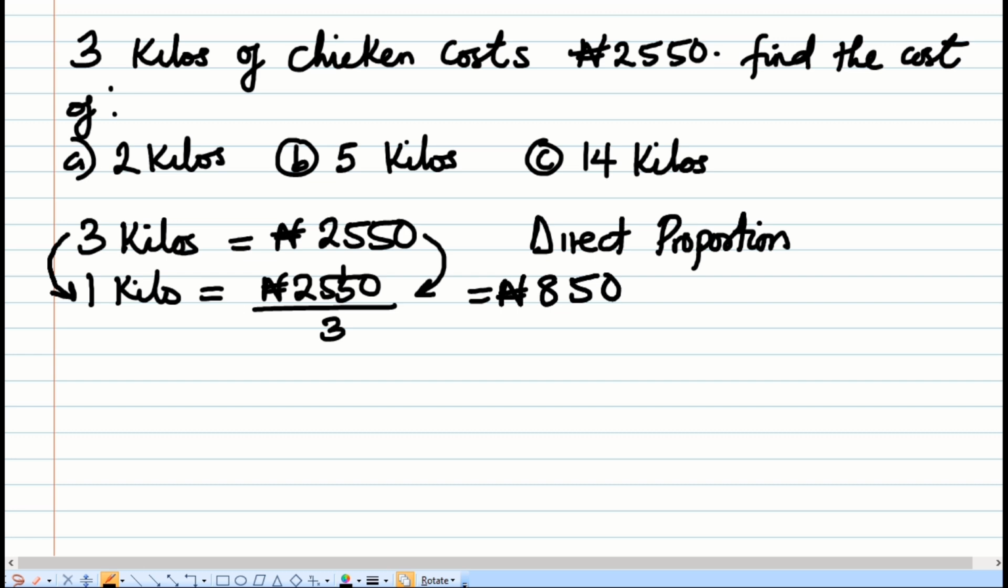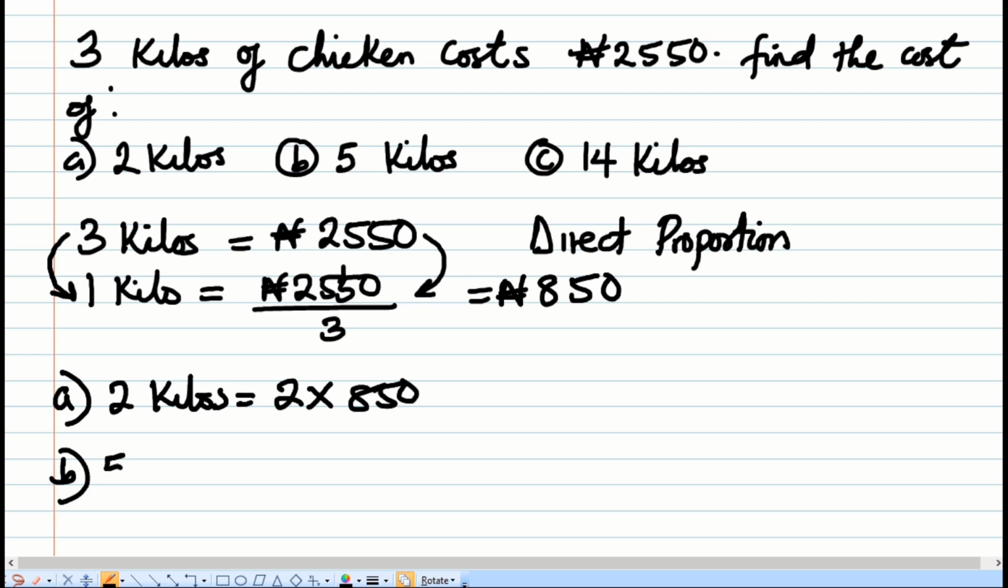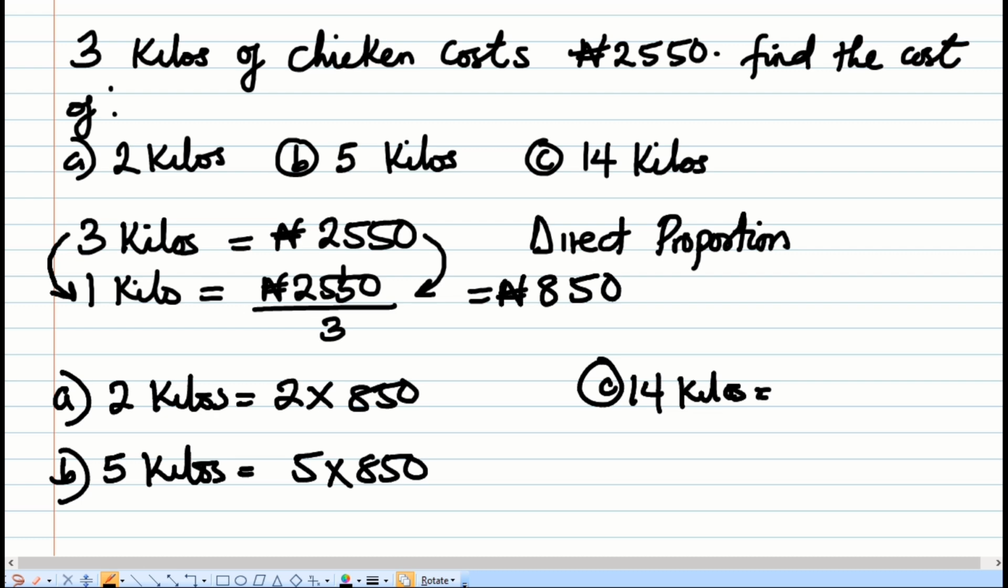Now you see, using this method, it becomes easy because you can now find the other ones very, very easily. So for the A part, 2 kilos is going to be 850 naira plus another 850 naira, which is just 2 times 850, right? B, 5 kilos is going to be the same thing as 5 times 850. And then C, that's 14 kilos. Wow, that's going to be 14 times 850.